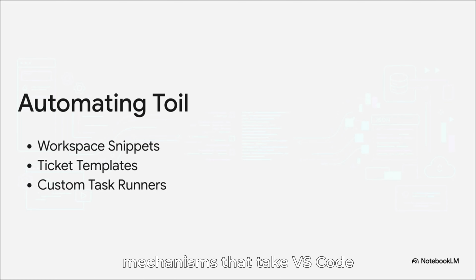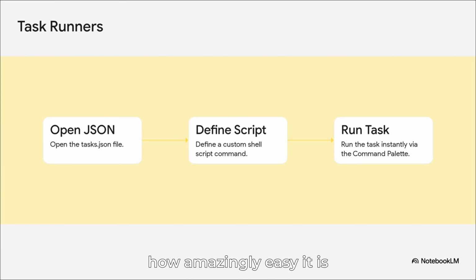These are the mechanisms that take VS Code from a simple editor and transform it into your own personal automated assistant. Let's look at just how amazingly easy it is to set up a custom task runner. You open your tasks JSON file in your workspace. Then you define a custom shell script command, say a script that pings your staging database and tails the last 50 lines of an error log.